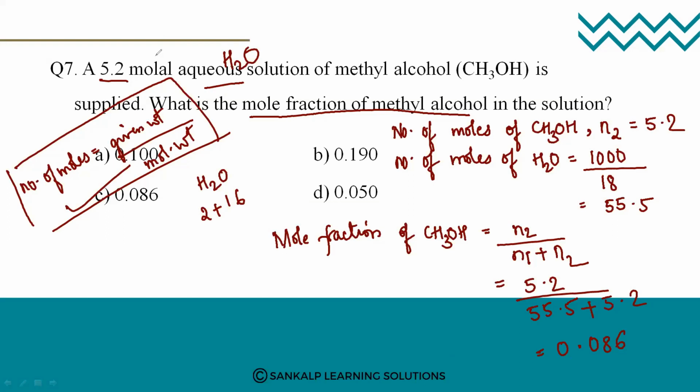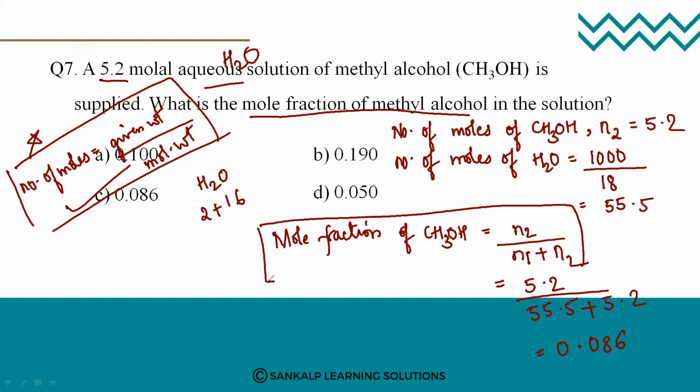Understood? So here, the number of moles of methanol is given, then you have to find the number of moles of water. Then how do you calculate the mole fraction of methanol? That is the number of moles of methanol, N2, divided by N1 plus N2, the total moles. So like this you have to solve. Note down these important formulas. These are very important.